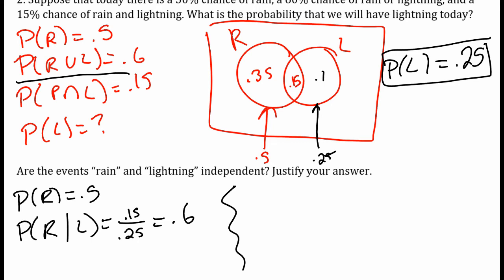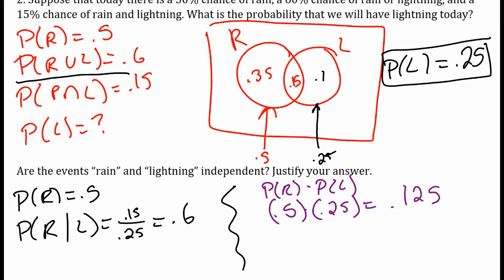The other way to do it is to use that product test where you multiply them together. You see P of R times P of L. So what's 0.5 times 0.25? That comes out to be 0.125. Well, what's the probability of the and? What's the intersection? 0.15. Are those two equal? No. Therefore, they're not independent.